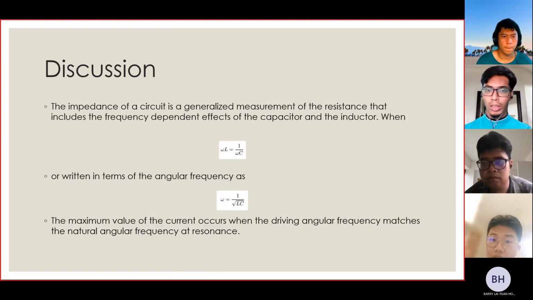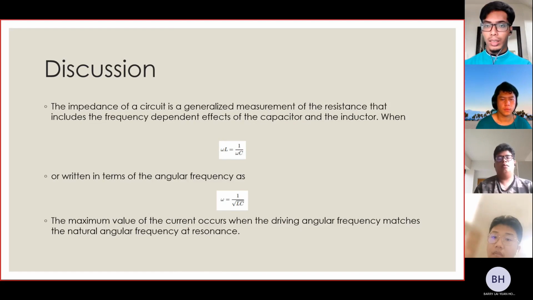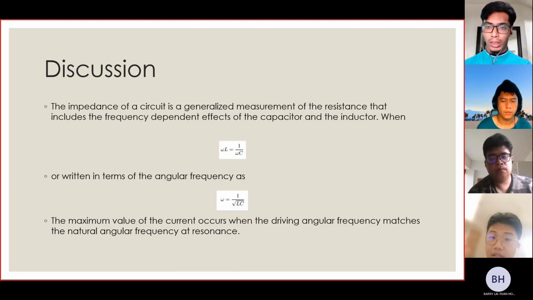So the impedance of the circuit is a generalized measurement of the resistance that includes the frequency dependent effect of the capacitor and the inductor. When omega L equals 1 over omega C, or in terms of angular frequency, omega equal to 1 over square root of LC, then the maximum value of the current occurs when the driving angular frequency matches the natural angular frequency at resonance.